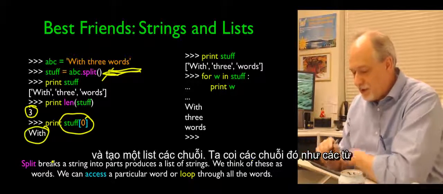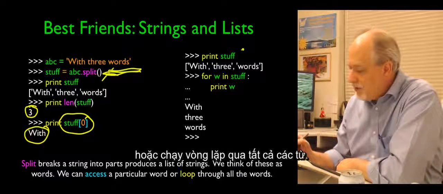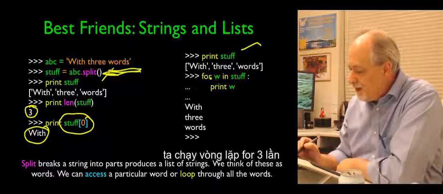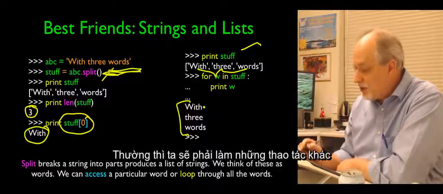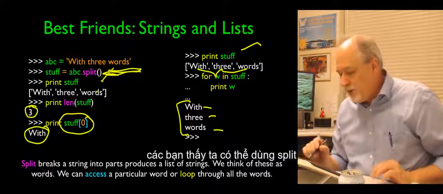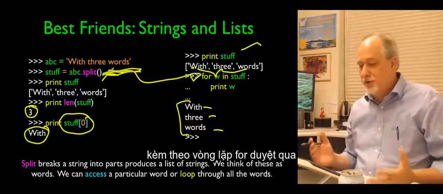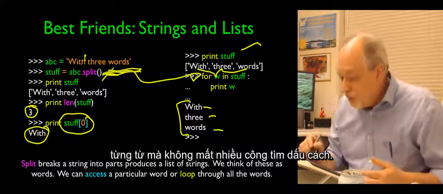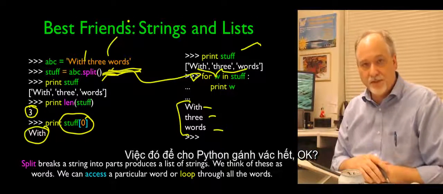We think of these as words. We can access a particular word, or we can loop through all the words. So here we have stuff again. And now we have a for loop that's going to go through each of the three words. And then it's going to run three times. Now, chances are good we're going to do something different other than just print them out. But you see how you quickly can take a split followed by a for, and then write a loop that's going to go through each of the words without working too hard to find the spaces. You let Python do all the hard work of finding the spaces.